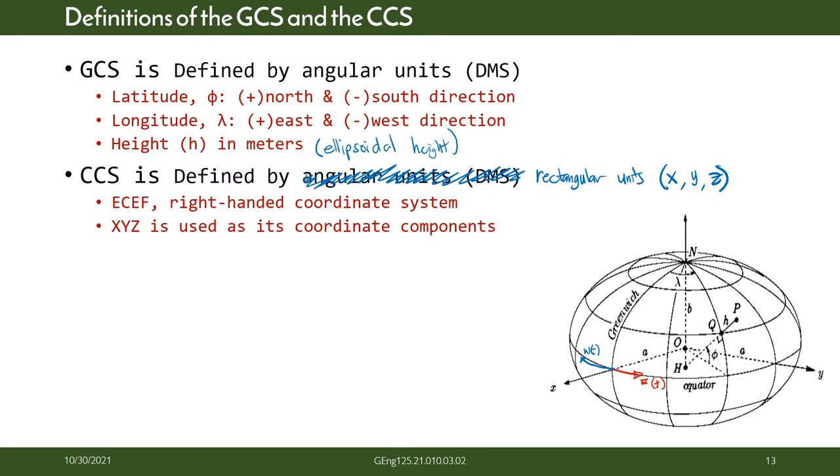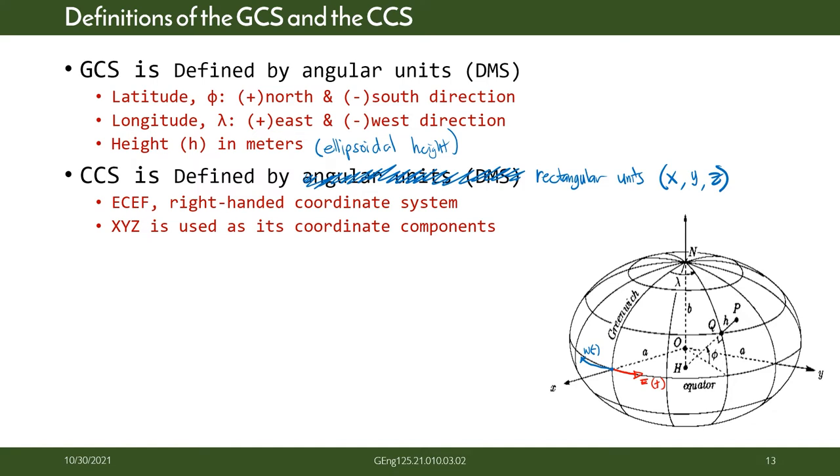It's an earth-centered, earth-fixed system, and it's a right-handed coordinate system. When I say right-handed, you use your right hand to portray the right-handed coordinate system. Your thumb is your z-axis or the rotational axis, your index finger is your x-axis, and your middle finger is your y-axis.